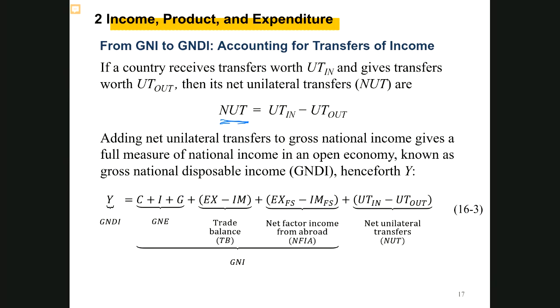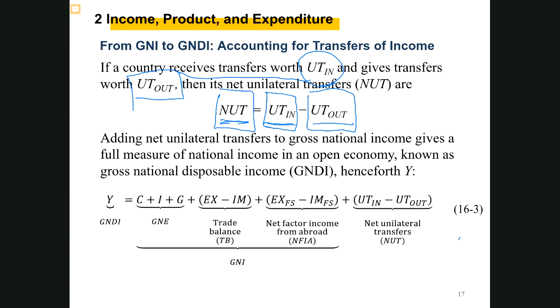So lastly is the NUT. Okay, so a country receives a transfer, right? So this is the transfer that you receive, the money that you get from the international organization. This one is the money you pay to the international organization, right? For example, if you want to join the United Nations or the World Health Organization, you need to pay a certain amount of fee in order to keep your membership of that international organization, right? So the difference between the two payments is called net unilateral transfer.